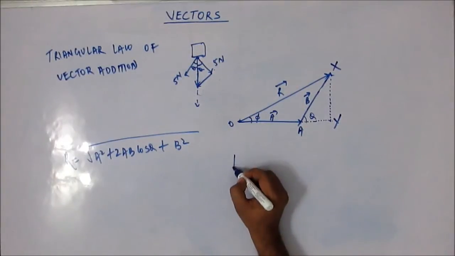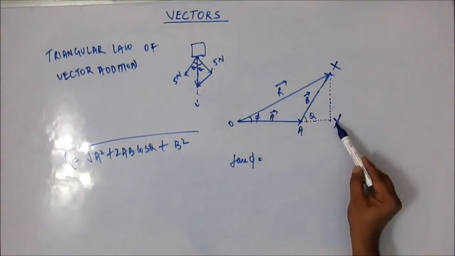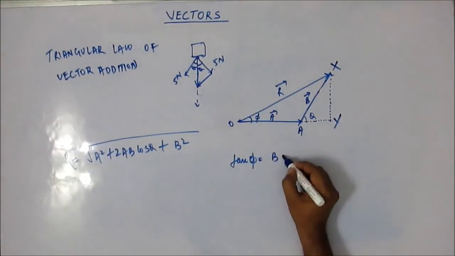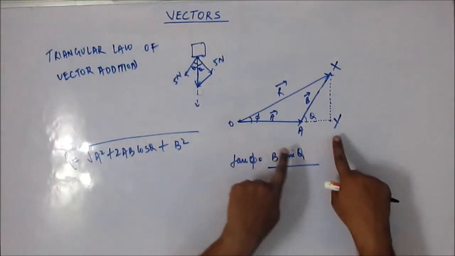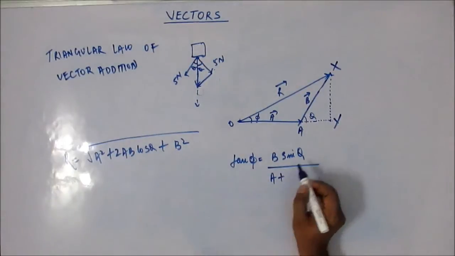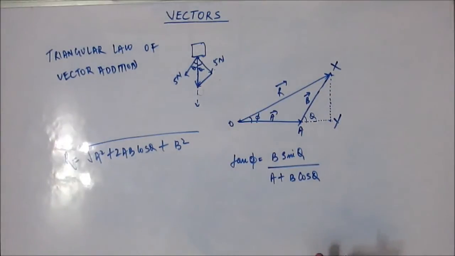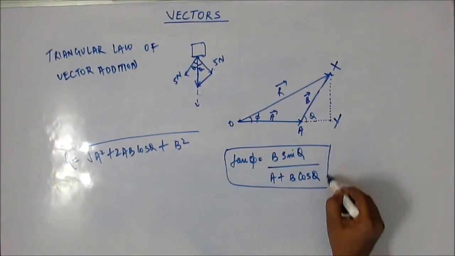Now tan phi, we are looking in the triangle OXY. Tan is perpendicular upon base. Perpendicular is XY, which was B sin theta. And base is OA plus AY. OA is A and AY is B cos theta. Now A, B and theta would be known. If two vectors are given, we know the magnitude of each vector and we also know the angle between them. And from here we can calculate phi. Phi would be tan inverse of this.